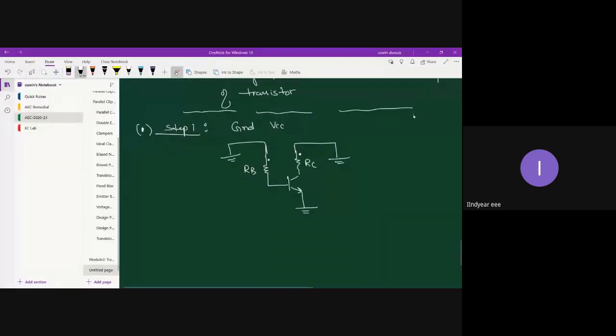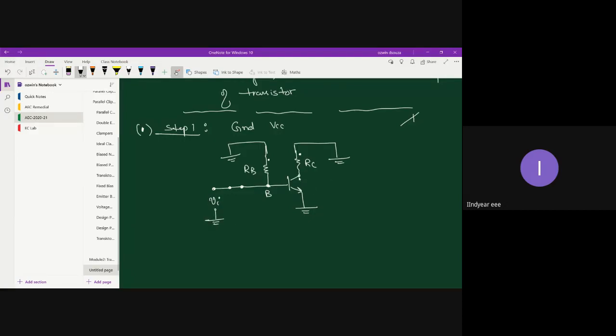Next step, let us apply. Step one is done, so let me cut it. Step two, what are we supposed to do? We are supposed to replace the capacitor with a short circuit equivalent. Earlier you had a capacitor at the input terminal, in this manner. I'm going to replace that capacitor with a short circuit equivalent, erase it, and just connect it with a straight wire. This is where you are going to feed your input.